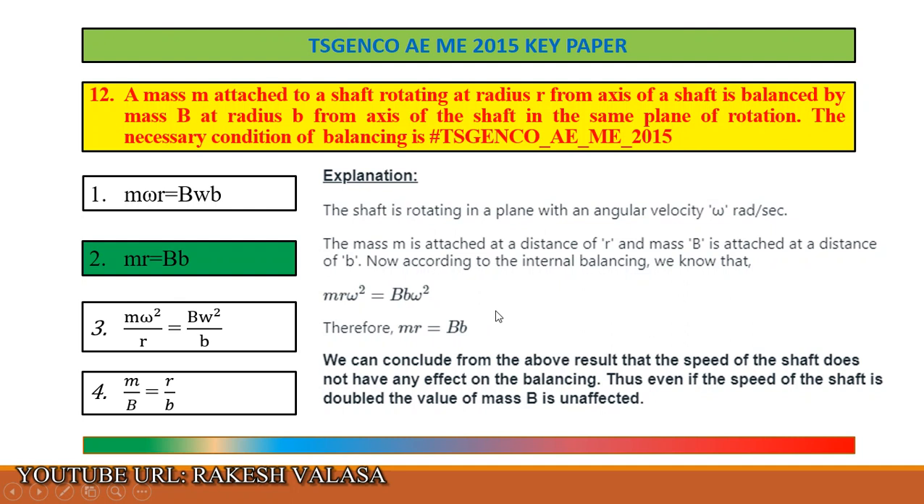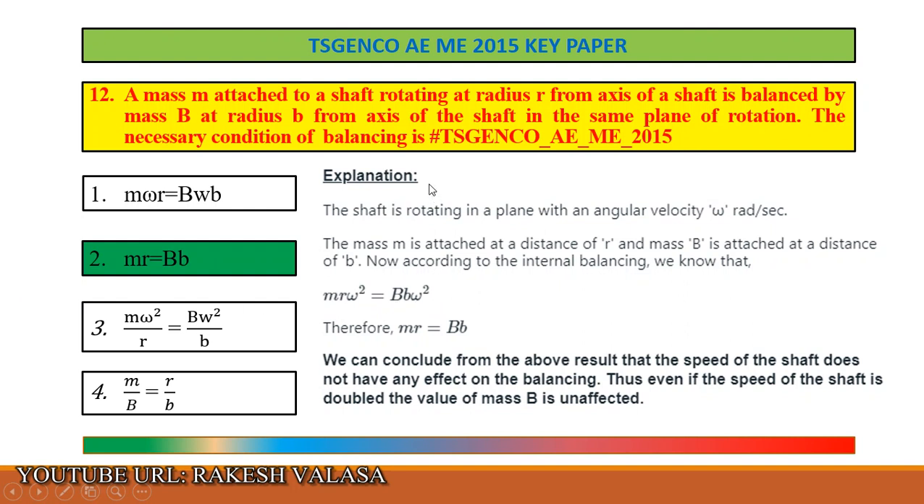If the angular velocity is different, that means in case angular velocity is different, you can't cancel omega square. For the other mass, you can take the angular velocity omega dash. Let us assume omega dash. M r omega square equal to B b omega dash square. So you can write M omega square by small b equal to B omega dash square by small r.